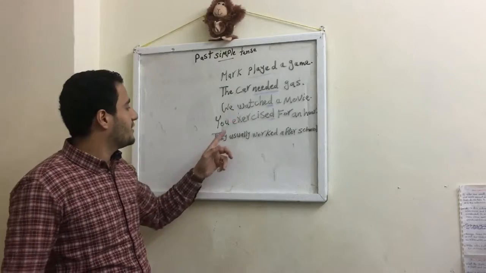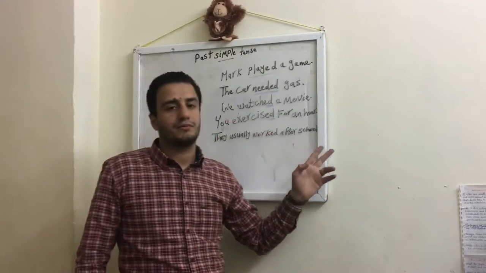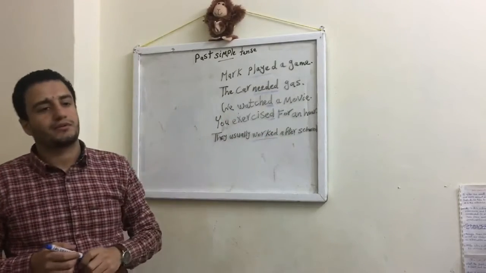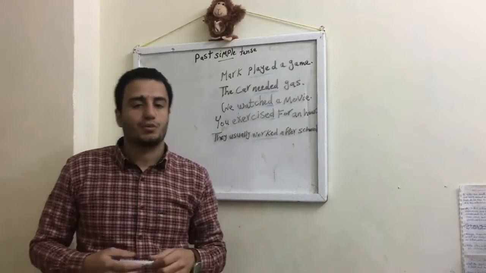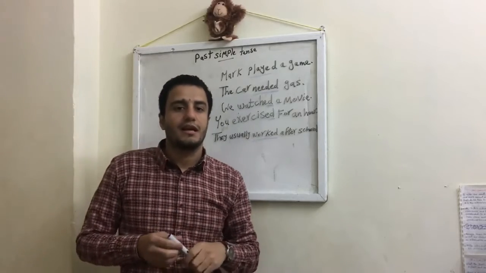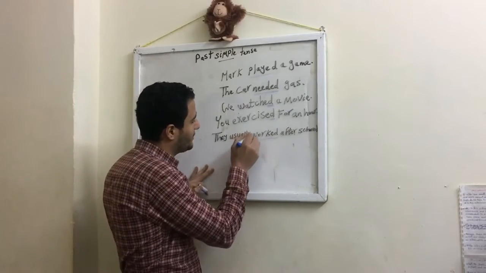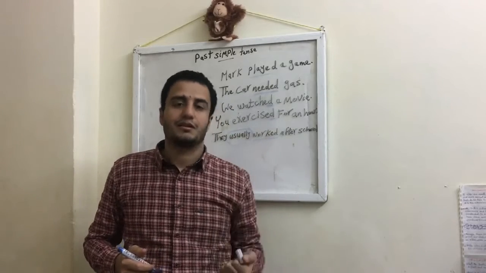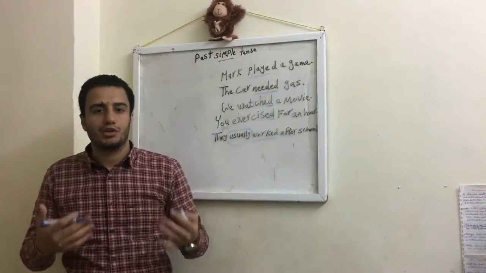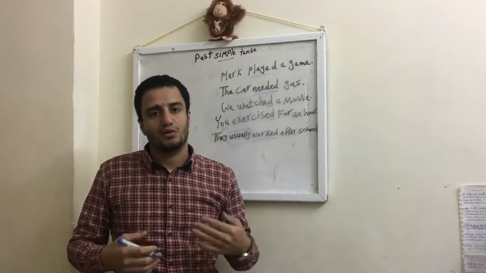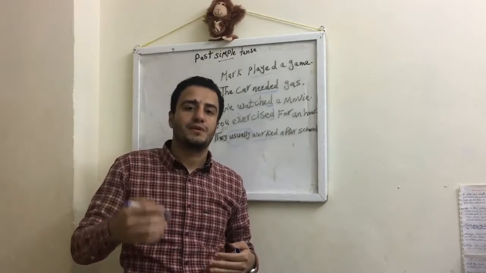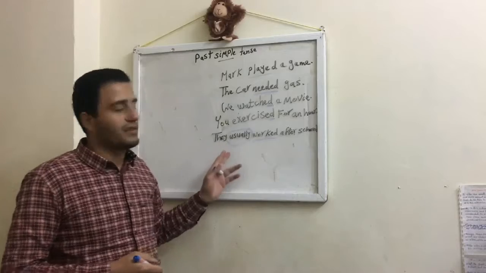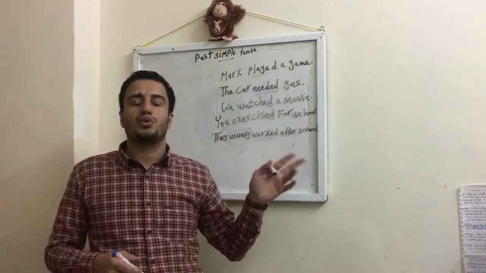Finally, they usually worked after school. The verb here is work, okay? We added ed to make it in the past tense. The word usually here, if you remember, in the beginning I told you we can use the past simple tense to express past habits, okay? So this word usually shows that this was a habit.